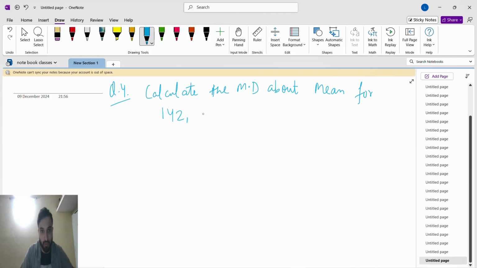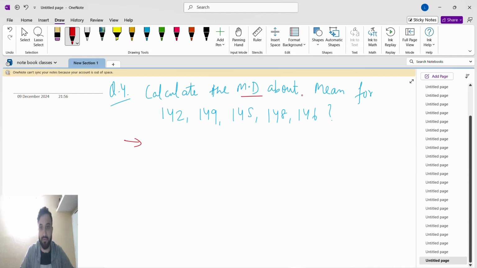The data is 142, 149, 145, 148, 146. Okay, what we have to do is find the mean deviation about mean. Just the mean deviation about mean. We should not have to find the coefficient of mean deviation.